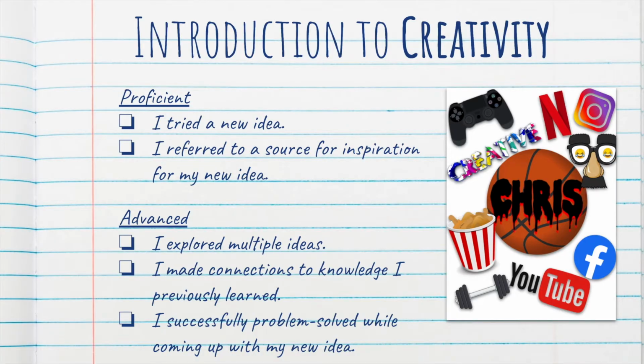When we think about being proficient with creativity, we want to be able to say, I tried a new idea, and I referred to a source for inspiration for my new idea. If we're advanced, we might explore multiple ideas and make connections to knowledge that we've previously learned, and then also successfully problem solve while coming up with your new idea.